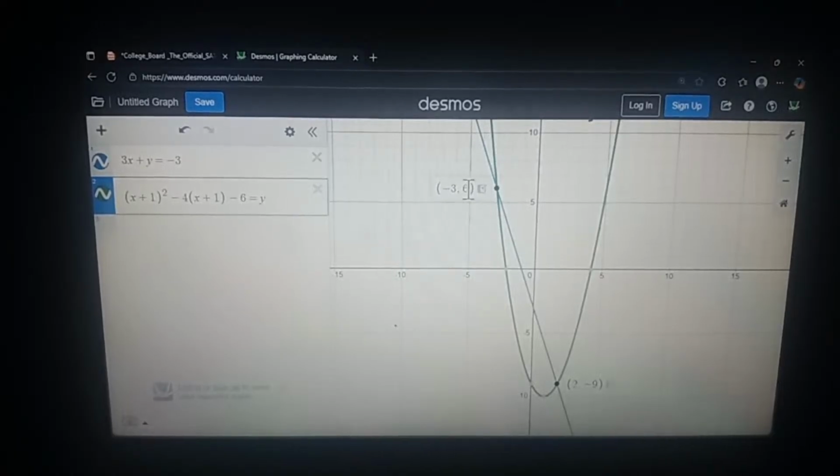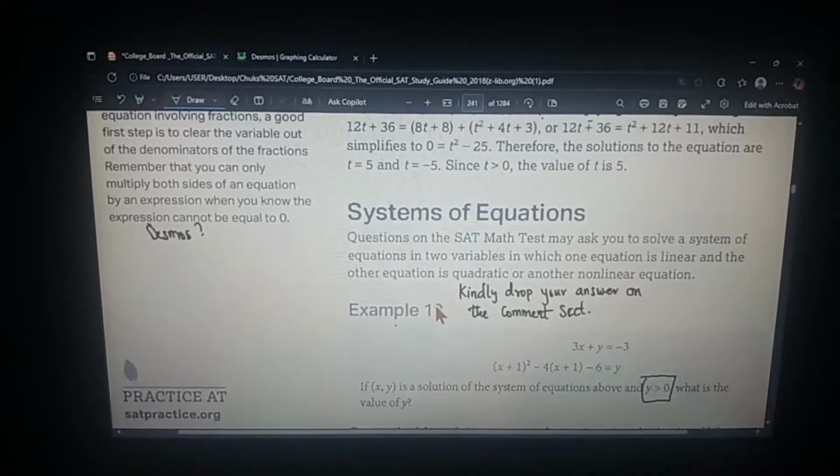You see how easy it is, right? So Desmos is going to save you a lot of time. If you know how to interpret or read charts or graphs, that will help you a lot. So guys, that is it for this particular question.